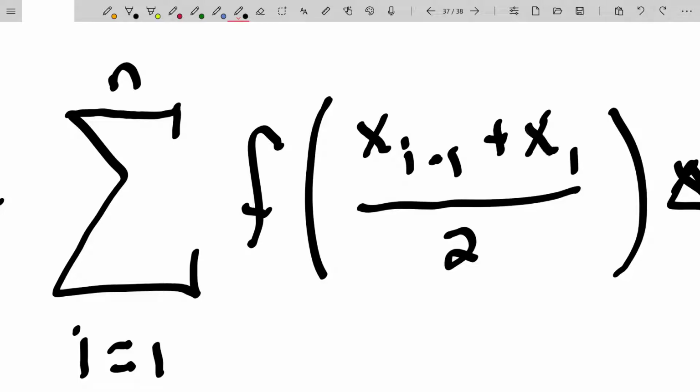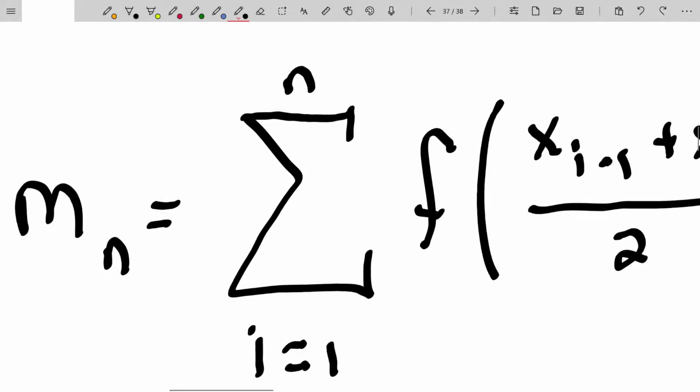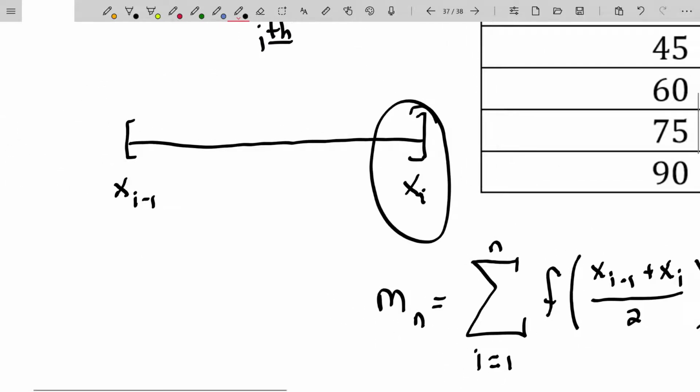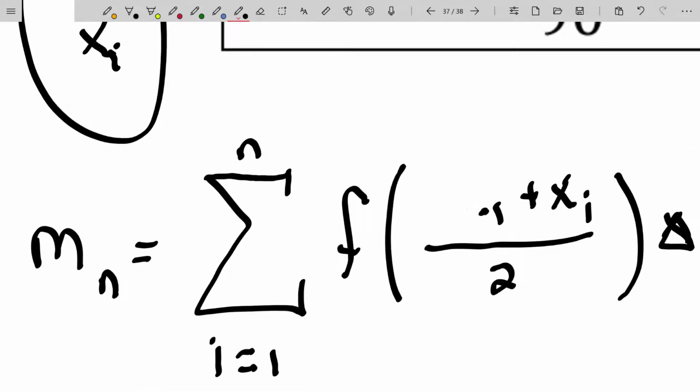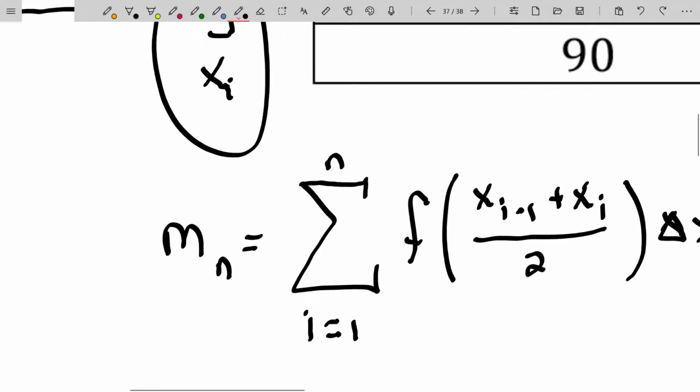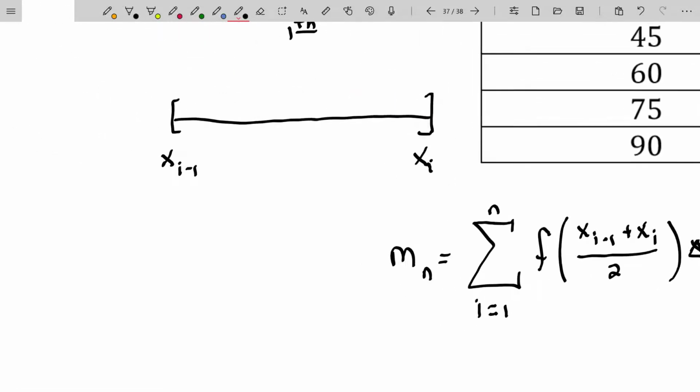However, if you were to use the right endpoint method, well then you would use x sub i. And that's why the very common method for the Riemann sum for finding the area underneath the curve is to evaluate your function at the right endpoint, x sub i. With the midpoint method, you're averaging out those two. You're finding the middle point. So the midpoint method just uses the average point.